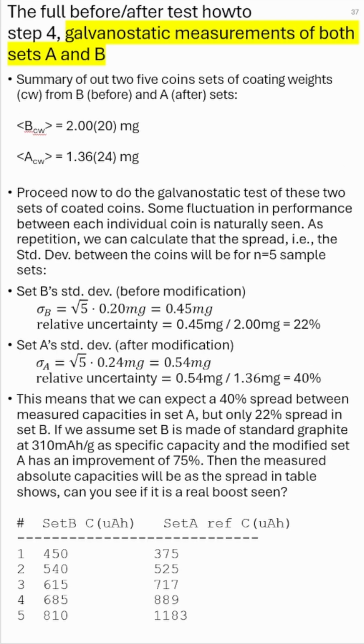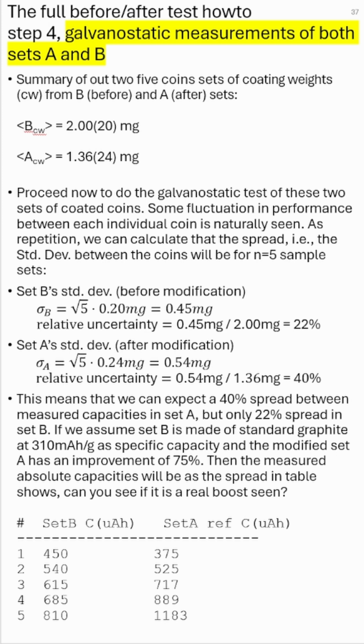The full before-after test, how to, step 4. Now it's time to do galvanostatic measurement of both sets A and B. So, to summarize, before we have already calculated the coating weights of before and after we modified the electrode material. So the mean value before modification was that the coating weight was 2.00 milligram in mean value with standard error of 0.20 milligram. We also had that after the modification, the mean value of coating weight dropped to 1.36 milligram with standard error 0.24 milligram.